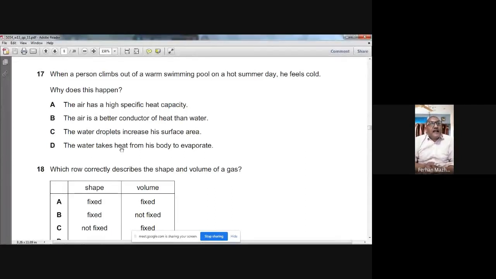When a person climbs out of a warm swimming pool on a hot summer day, he feels cold. Why does this happen? That happens because the water on his skin evaporates, and this evaporation causes the cooling effect. The air has a high specific heat? No. The air is a better conductor of heat? No. The air droplets increase with this surface? No. The water takes heat from his body to evaporate. D is the option. Question number 17, D is the option.